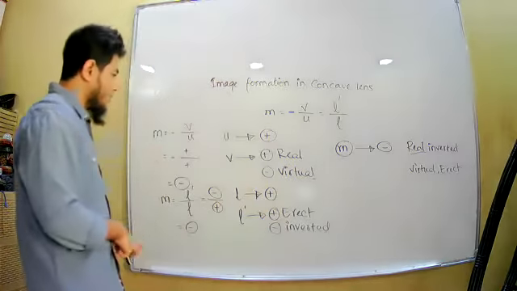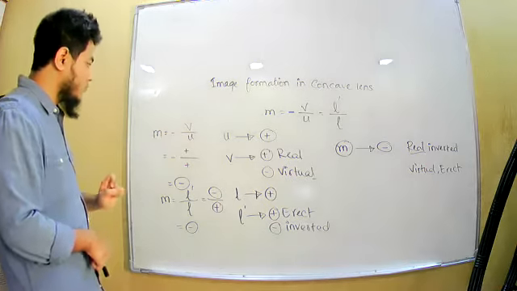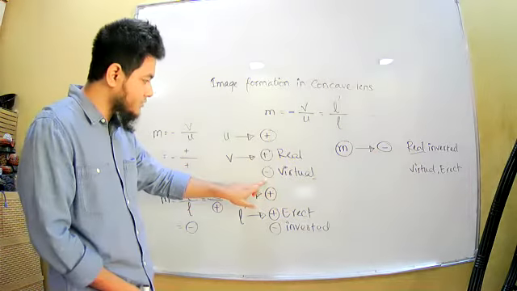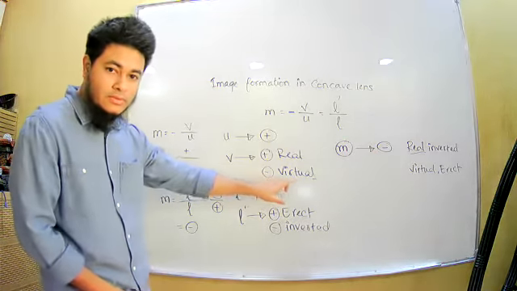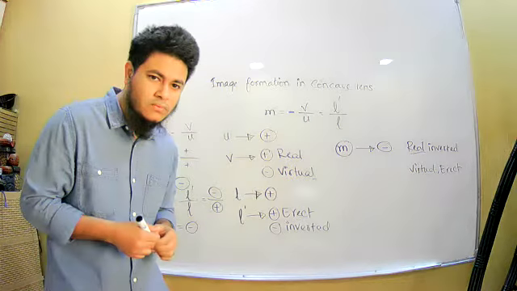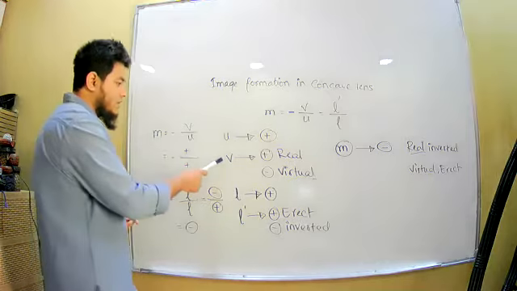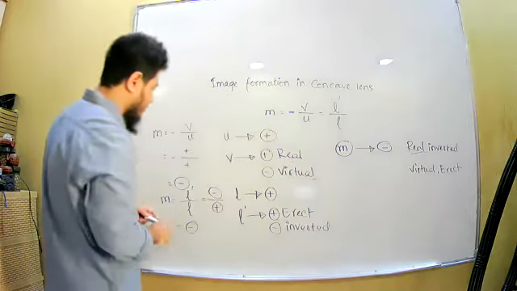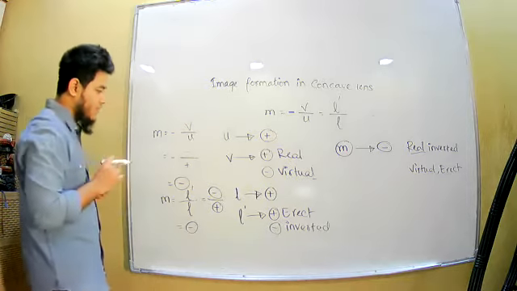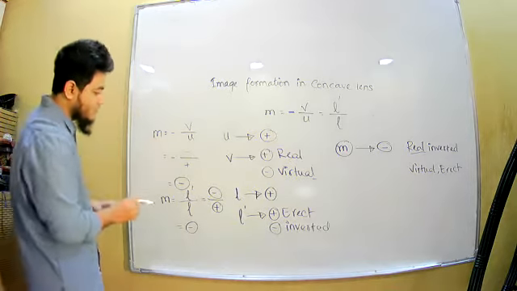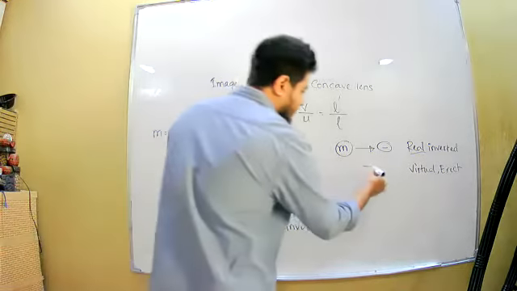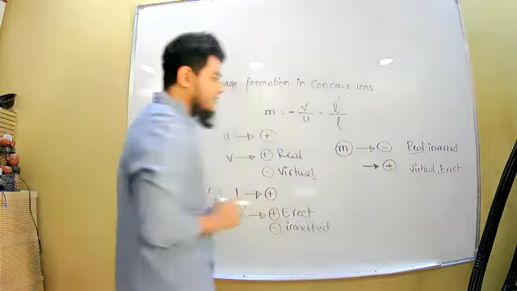So see, we know that m is equal to minus v by u. Now, if the image is virtual, then v will be what? V will be negative when it is virtual. So here v will not be positive anymore. It will be negative. Now you can see that minus minus will become plus. So magnification will be positive when the image is virtual.